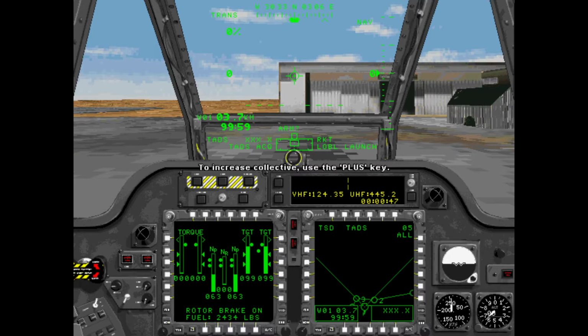To increase collective, use the plus key. To decrease collective, use the minus key.